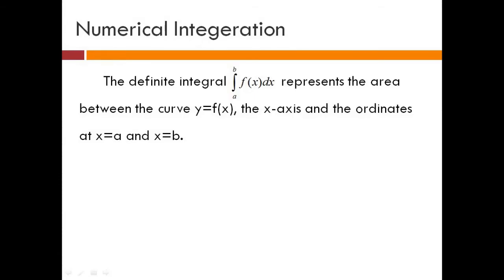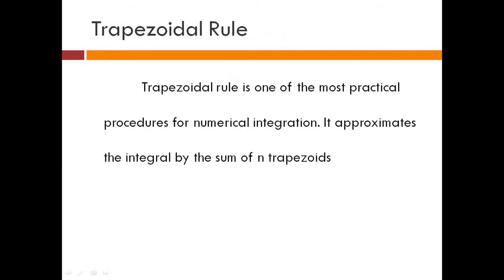We all know that the definite integral of f of x dx over the region from a to b represents the area between the curve y equal to f of x, the x-axis and the ordinates at x equal to a and x equal to b. And the trapezoidal rule is one of the most practical procedures for numerical integration. It approximates the integral by the sum of n trapezoids.